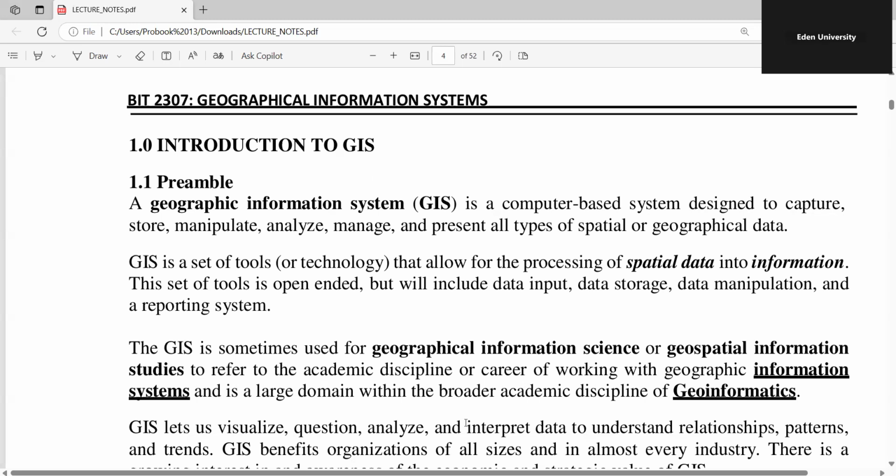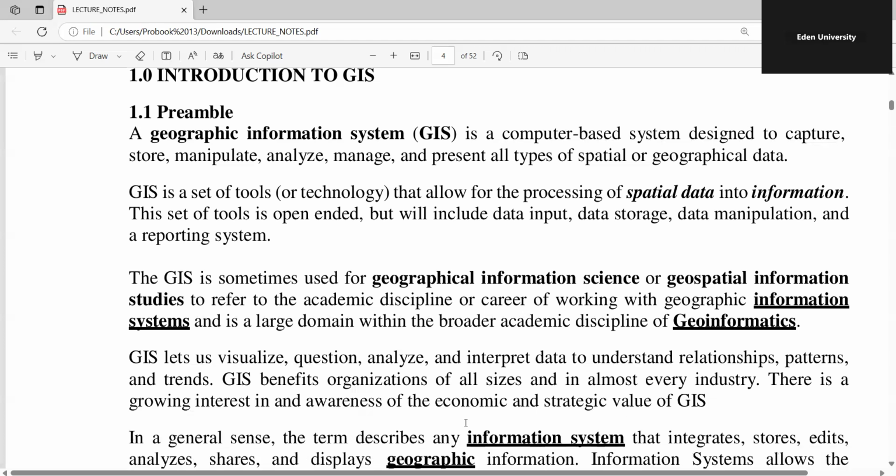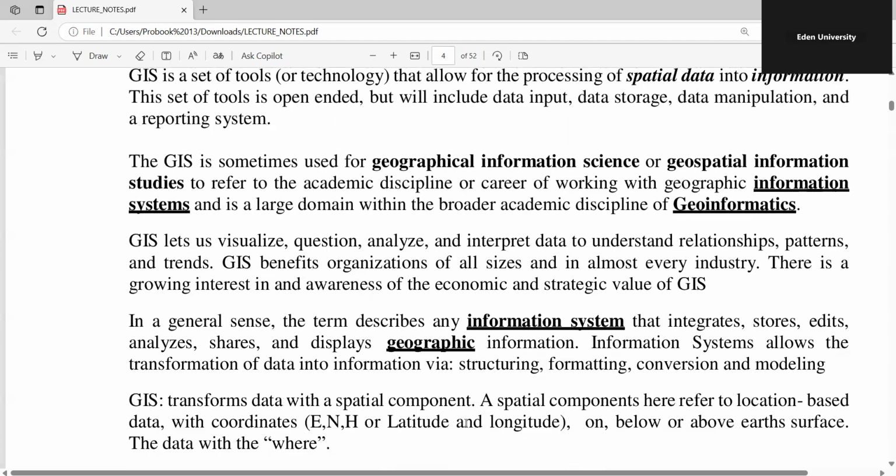GIS is used for geographic information science, or we call it geospatial information studies, to refer to the academic discipline or career of working with a geographic information system. And it is a large domain within the broader academic field of geoinformatics. Okay, so let us visualize a question, analyze, interpret data to understand the patterns and trends.